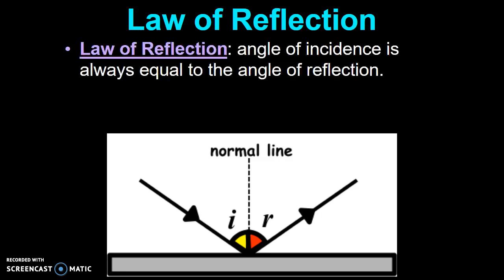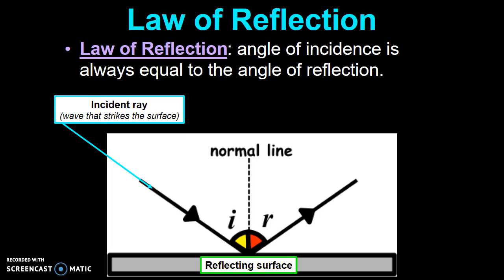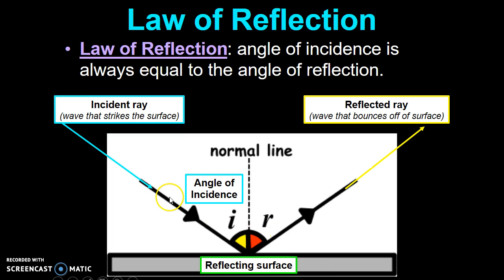This is that the angle of incidence is always equal to the angle of reflection. So take a look at this picture down at the bottom. We have an angle coming in. This would be like a light wave or a sound wave going off to hit the reflecting surface. So for example, maybe that is water or a mirror. And there's the incident ray, so the wave that strikes the surface. Now, after it hits the reflecting surface, it's going to create a reflected ray.